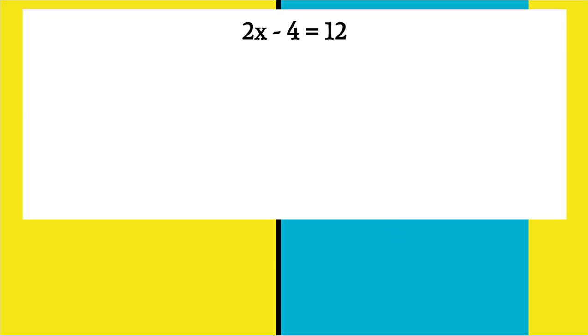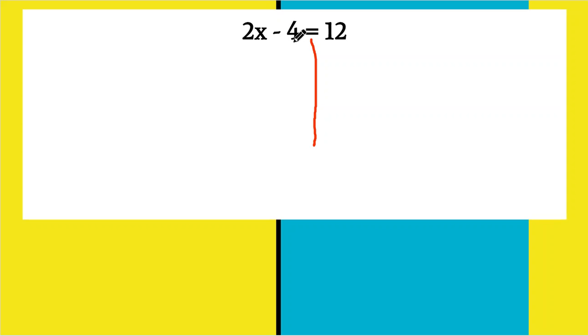All right, let's review a two-step equation. So a two-step equation means we have two steps to solve it, right? So I have this 2x minus 4 equals 12. First thing, I draw a line on my equal sign, right? And then I want to get this x by itself. So I want to get rid of the number without the x first.